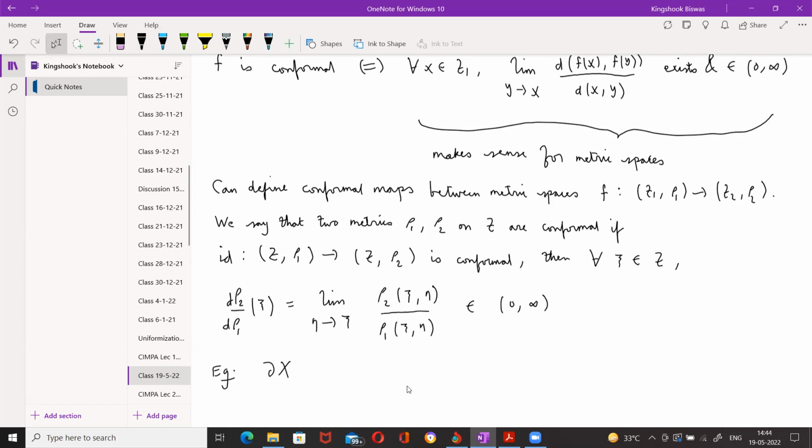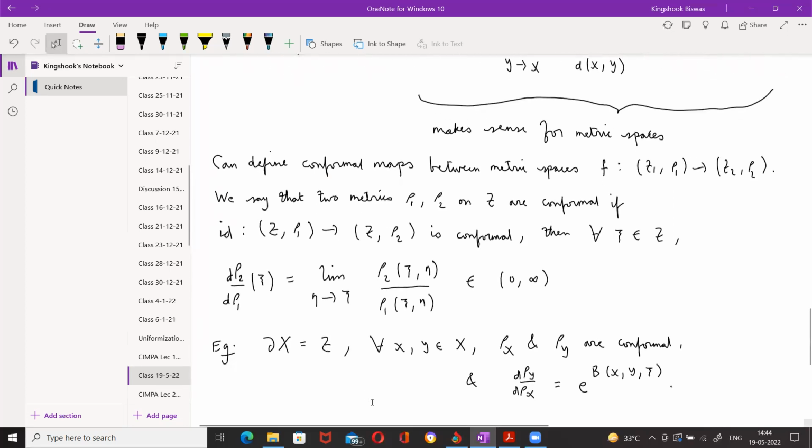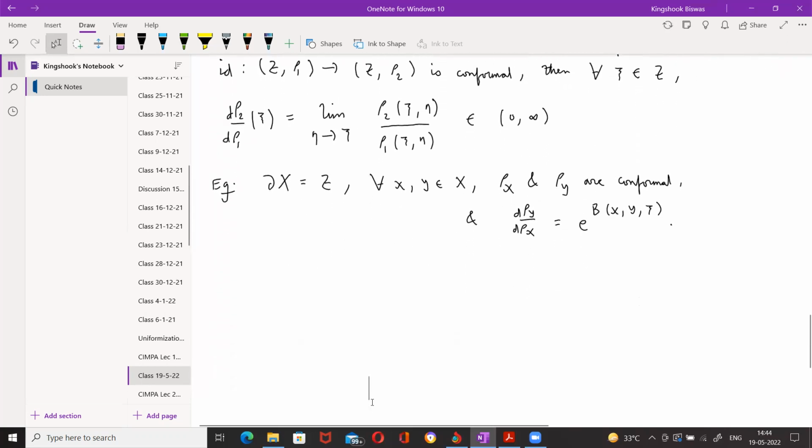So an example: let's say the boundary at infinity of X is Z. Then for all x, y in X, rho x and rho y are conformal, and the derivative d rho y by d rho x is e to the b_xi(x,y), the Busemann function. Is this clear now?